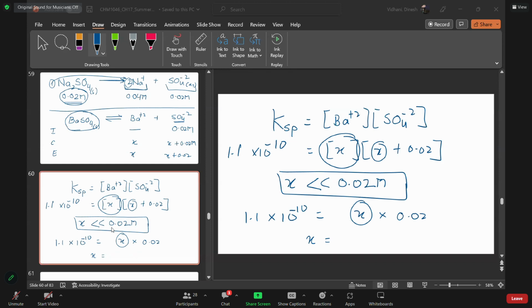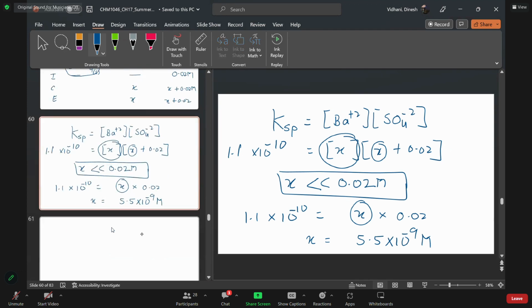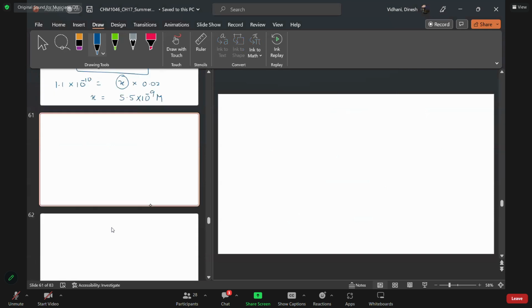Five point five times 10 to the negative 9. 5.5, 10 to the power negative 9 molar. Let's compare this one with the one before adding it to, so the one in water solution and one in sodium sulfate.